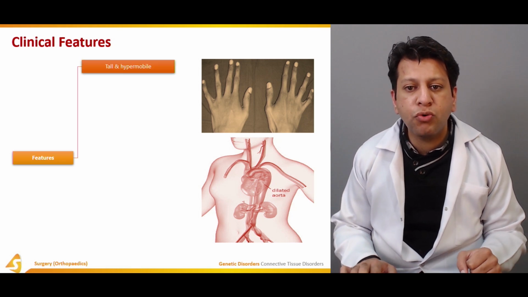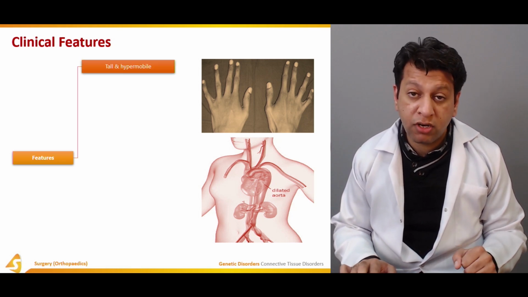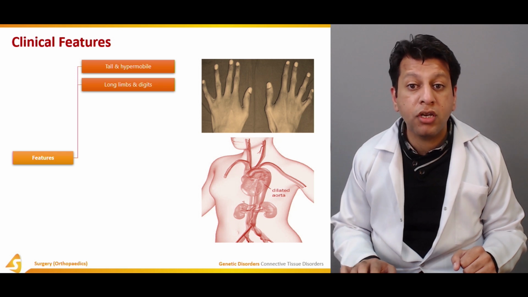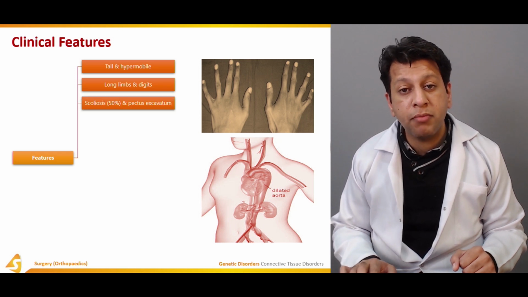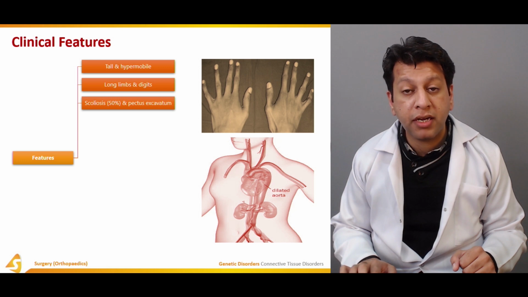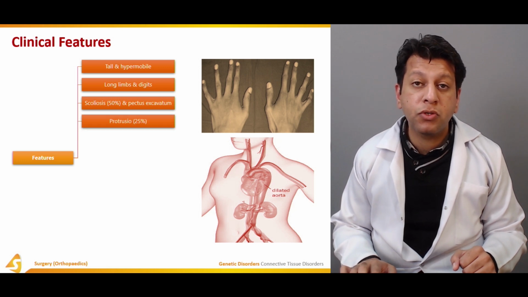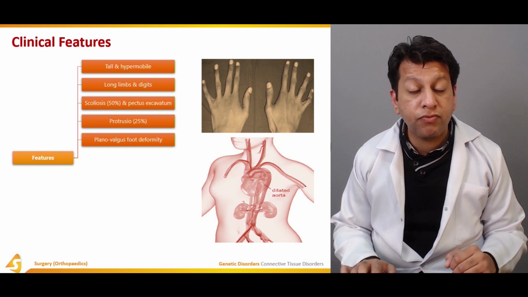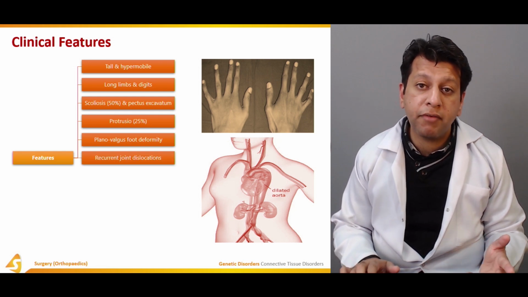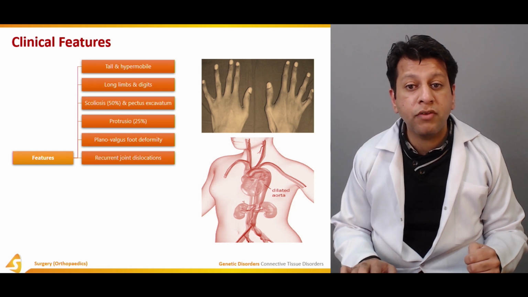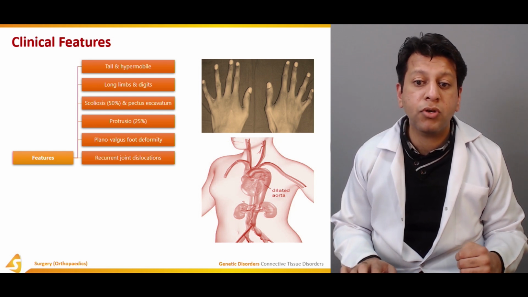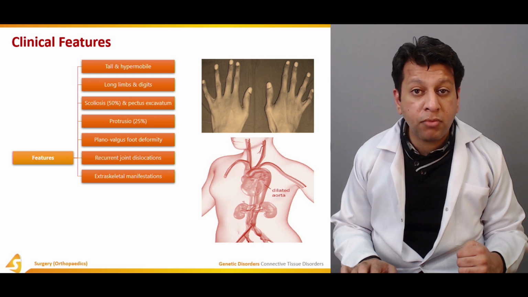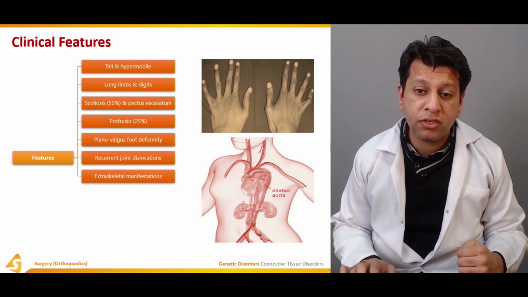Usually the features include that they're tall and hypermobile due to ligamentous laxity. They have long limbs and digits. They may be associated with scoliosis and pectus excavatum. There may be associated femoral head protrusion. They may have planovalgus foot deformities as well, that is they may have a flat foot. Recurrent joint dislocations may be common. Extraskeletal manifestations may also be present as well.